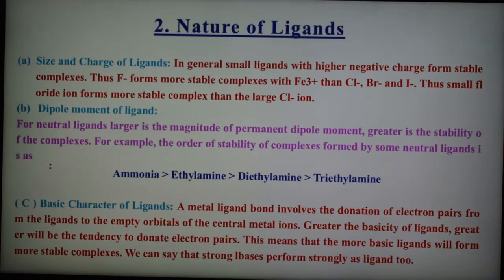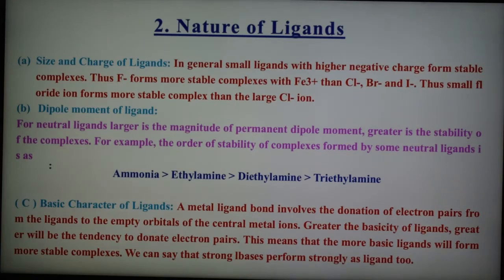Such behavior is observed for class A metals, that is, alkali metals, alkaline earth metals, lanthanides and actinides. However, it is not true for the complexes of type B metals, where other factors like back bonding also play an important role. So this is the second nature of the ligand, and in the nature of ligand, three important points are there: size and charge of the ligand, dipole moment, and basic character of the ligand.